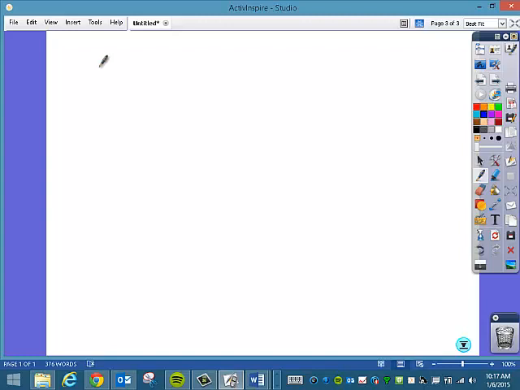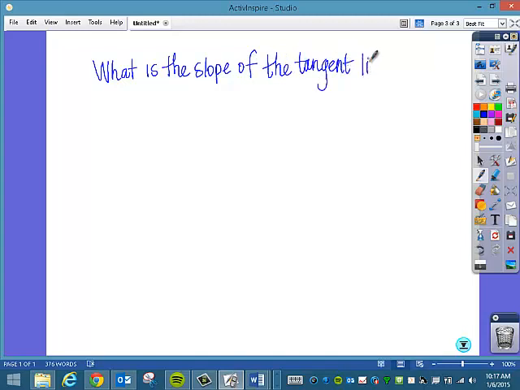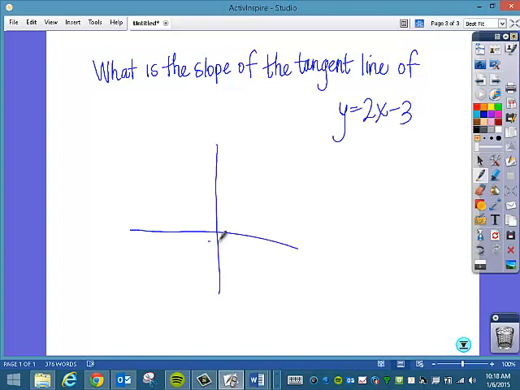So first one, what is the slope of the tangent line of y equals 2x minus 3? Well, that's just a line. It has a y-intercept of -3. It has a slope of 2.